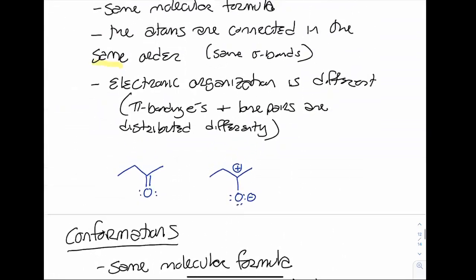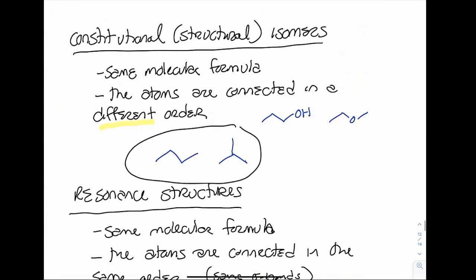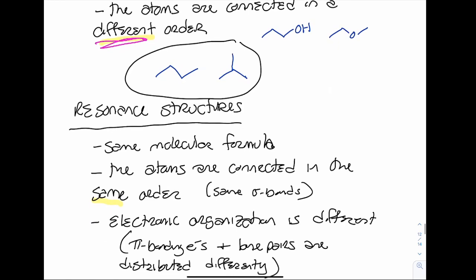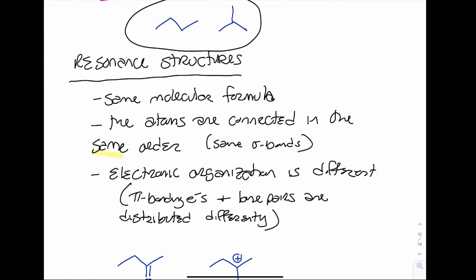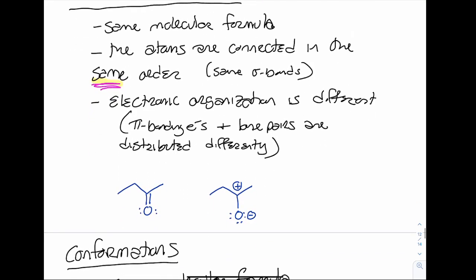So kind of going back through these again. Constitutional isomers: same molecular formula, atoms are connected in a different order. Different atoms connected to different atoms. If you were to name them, they have different names. Resonance structures: same molecular formula, atoms connected in the same order. The only thing that's different are my pi bonding electrons and lone pairs. So my electrons are distributed differently while keeping my sigma bonds the same. We're not changing sigma bonds because my atoms are connected in the same order.